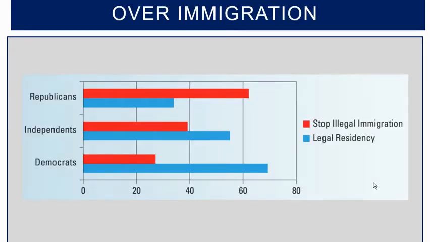All right, we're going to just kind of look at this. We have partisan differences over immigration. Partisan means referring to the party they belong to. Republicans, by majority of 60-something%, want to stop illegal immigration, and fewer than 40% want legal residency. Independents, it's fewer than 40% want to stop illegal immigration, close to 60% want legal residency, and the Democrats, between 20 and 30% want to stop illegal immigration, and around 70% want legal residencies. So this is just kind of an example of partisan differences over a policy.